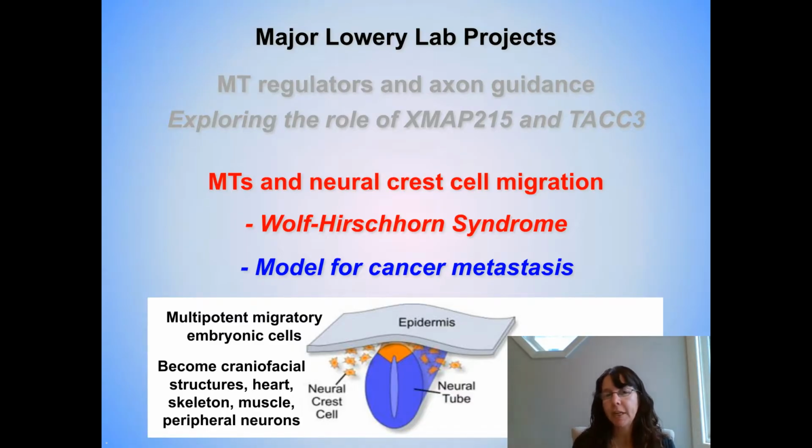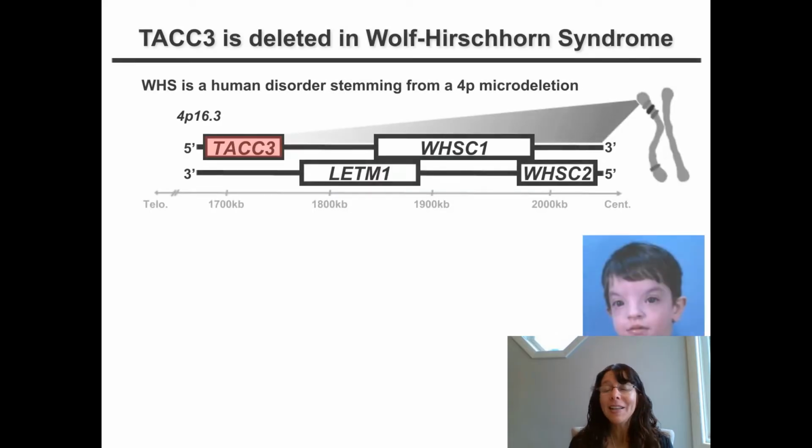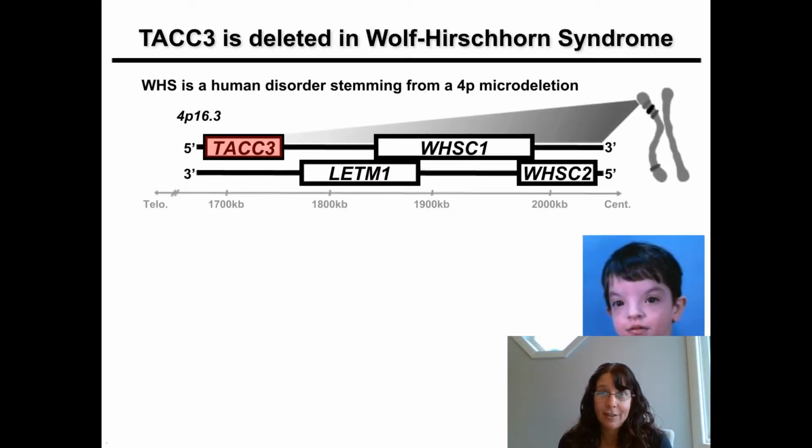And this work was spearheaded by a former PhD student in my lab, Beth Beers. Now, we became interested in this disorder, Wolf-Hirschhorn Syndrome, when we realized that TACC3, which we had been studying in the context of axon guidance for some time, was also deleted in this human disorder called Wolf-Hirschhorn Syndrome, or WHS. There's a number of genes missing in this disorder. It's a hemizygous mutation.